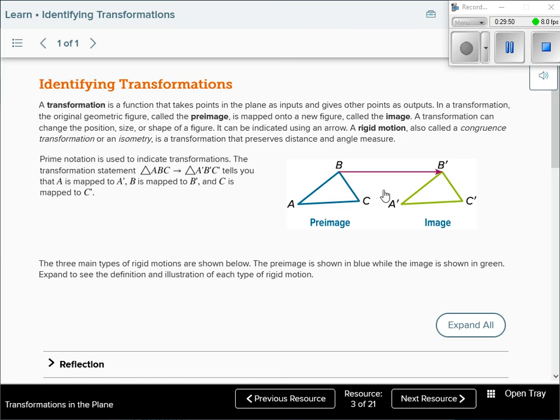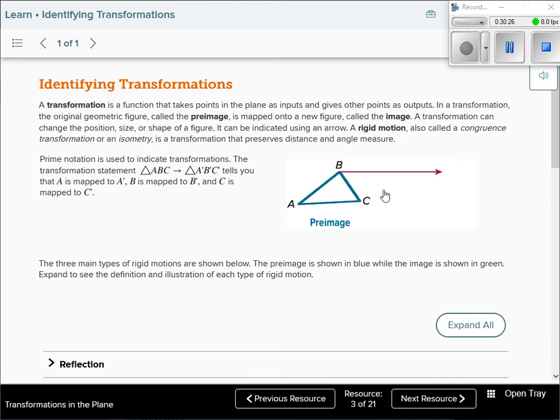So a transformation is a function that takes points in a plane as inputs. So it's what you're given, that's what an input is, and gives other points as outputs. That's what you end up with. In a transformation, the original geometric figure, this original triangle, the blue one, is called the pre-image. That's what you're starting with. Pre means what you begin with. And the new one that they get when they slide it out here, this green triangle, is called the image.